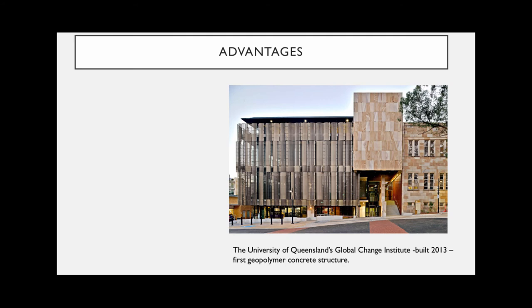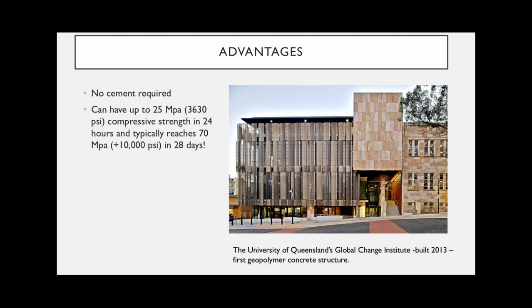So this is a Global Change Institute that was built in Queensland. It was the first geopolymer concrete structure, and they also have these precast concrete panels as part of the structural facade. And they were able to use different types of clays, different kaolinites with different coloring, to actually create the beautiful coloring in the panels. So that's one advantage. But some other advantages are no cement.